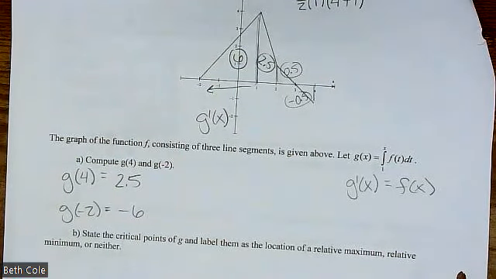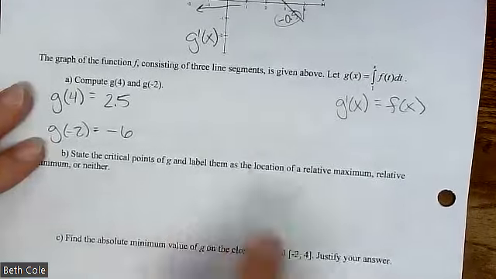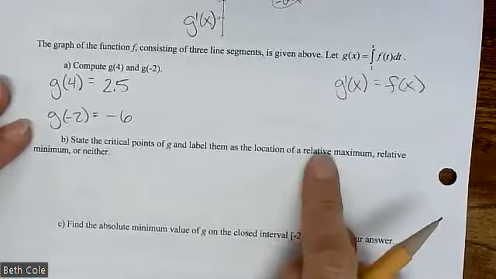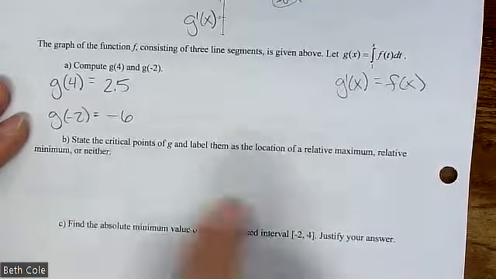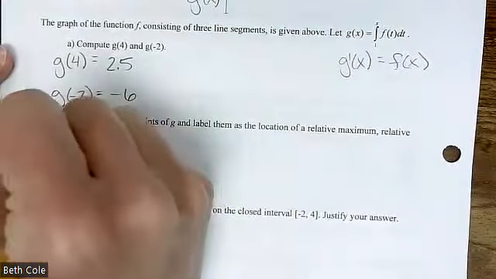Letter B. Oh, we survived that one. Good so far? All right. They will put a free response one like this on here, and you can get a 9 out of 9 on it. Like you can get all the points. It's very straightforward justifications. State the critical points of G, label them as the location of relative maximum, relative minimum, or neither. How should the sentence start? G of X, good, perfect.